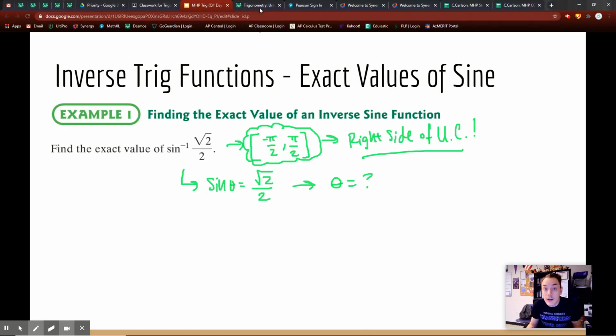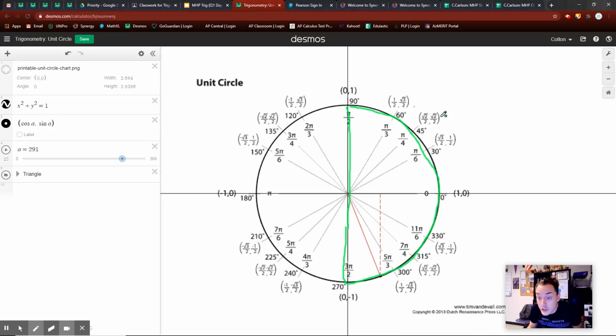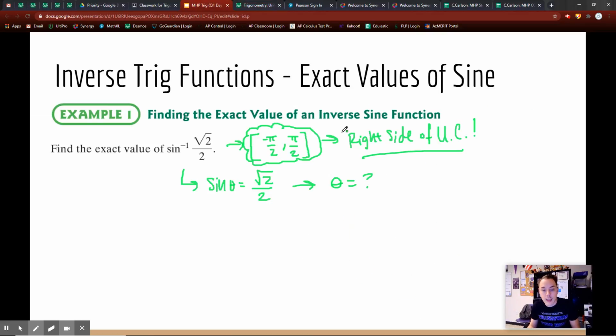So what gives me radical 2 over 2? Well, you're going to scan your little points here. Okay, what gives you a positive radical 2 over 2 on your y coordinate? Because sine is y. Sine of theta equals y. So which one? There's only one right here. And what is that value? Pi over 4. So that is pi all over 4.